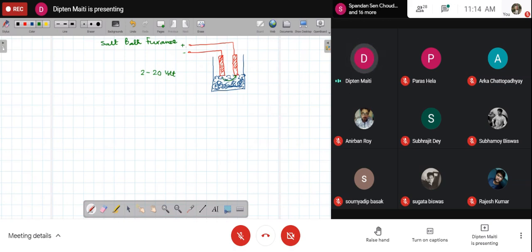Further, we can also change the distance between the two electrodes such that we can change the resistance in between. However, it depends how much change of resistance we can get by using this.